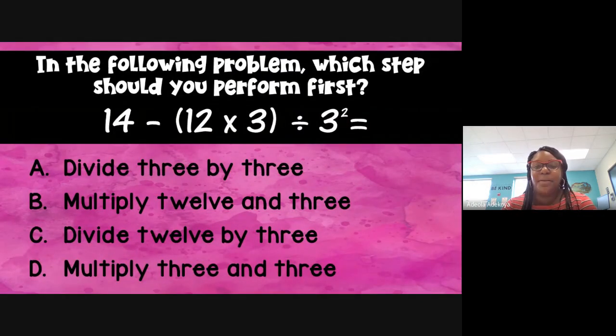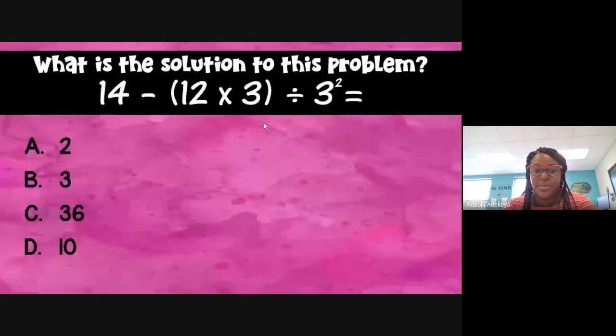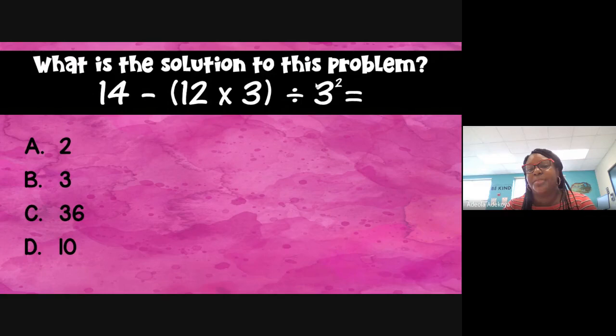In the following problem, which step do we need to perform first? We always perform our groupings, our parentheses first, always. So we want to go ahead and multiply 12 by 3. And after that, we'll do the exponent and then divide. 12 times 3 is 36, right? And then 3 times 3, because the exponent is 2 here. So 3 squared, or 3 times 3, is 9. 36 divided by 9 will give me 4. And I'm going to subtract that from 14. So my answer would be 10.